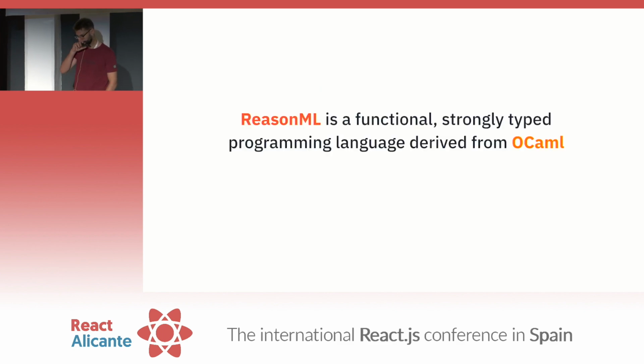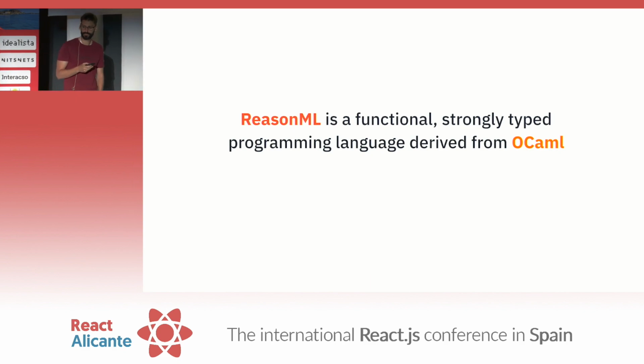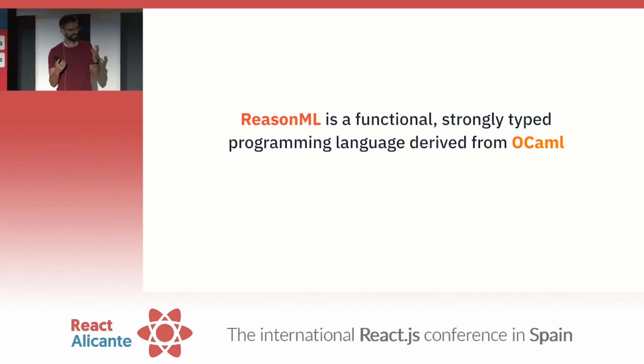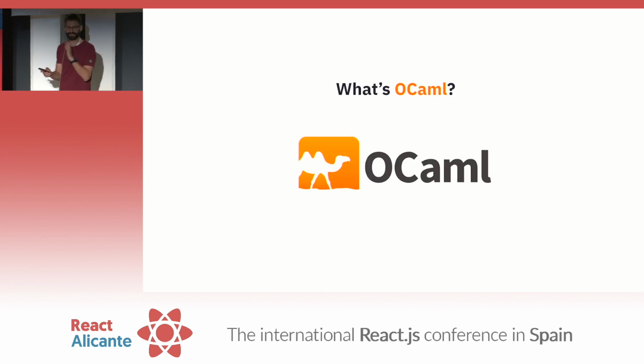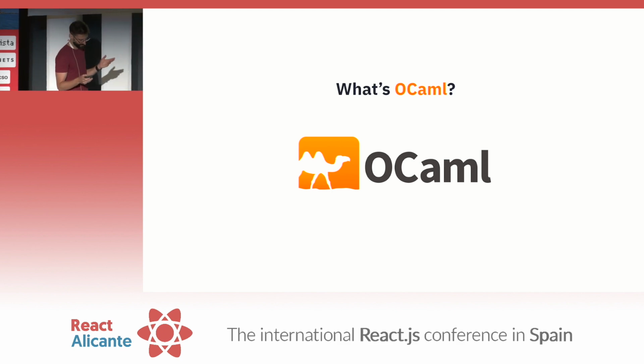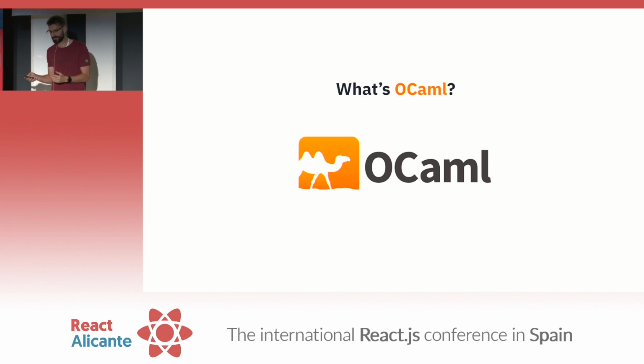What's Reason, right? So Reason is a functional programming language. It's strongly typed, and it comes from OCaml, right? I'm from Barcelona, so you can think about Catalan and Spanish, kind of. But I don't want to get into those troubles. So what's OCaml, right? Like I mentioned, two programming languages. They share 99% of the things except one, and I'm gonna explain why.